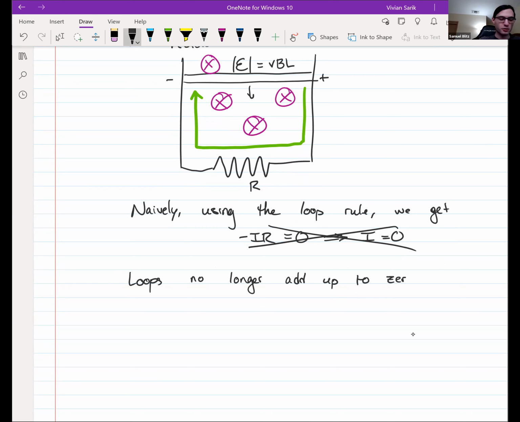But instead, the rate of change of the flux, i.e. a sum over the loop of the change in voltage as you go around that loop. So you cross the resistor, you get some change in voltage, you cross the capacitor, you get a different change in voltage. This should be equal to dΦ/dt.